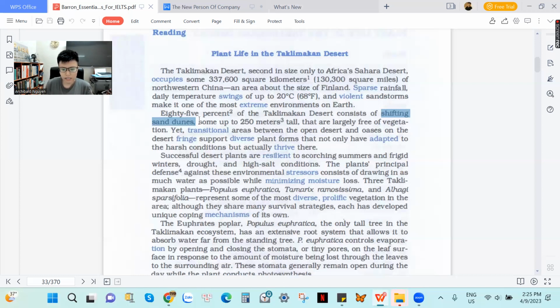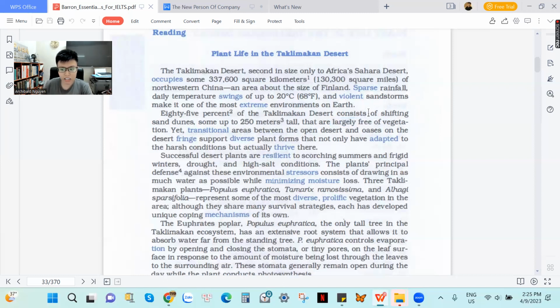Yeah, next. That are largely free of vegetation. The word that here stands for Taklimakan Desert. When you see that, when you see which, please try to find out what is that? What is which? Please be careful with this. So here that are largely free. Largely free, it means the whole place doesn't have something.